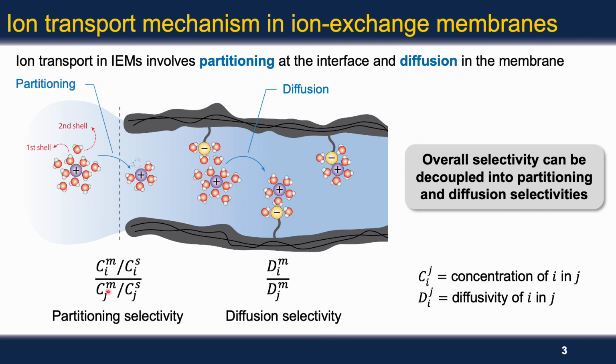Partitioning selectivity is simply the ratio of the two ions in the membrane to that in the external solution, and the diffusion selectivity is the ratio of the diffusivities or the mobilities of the ions in the membrane. We have projects in my group on both of these phenomena, but today I'll mainly focus on ion diffusion within the membrane and the diffusion selectivity.